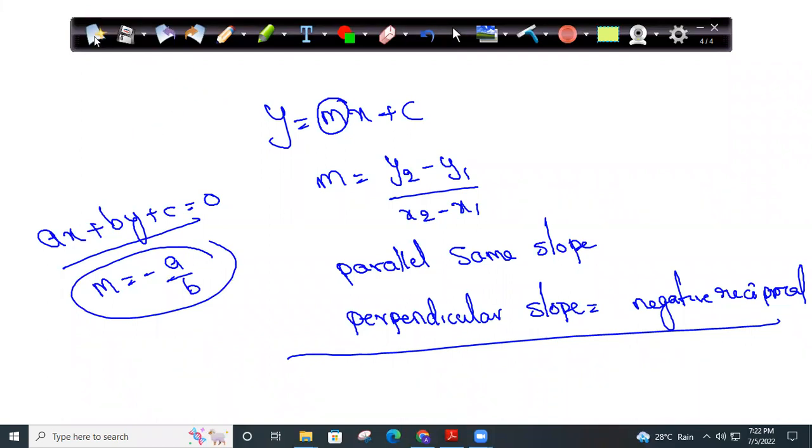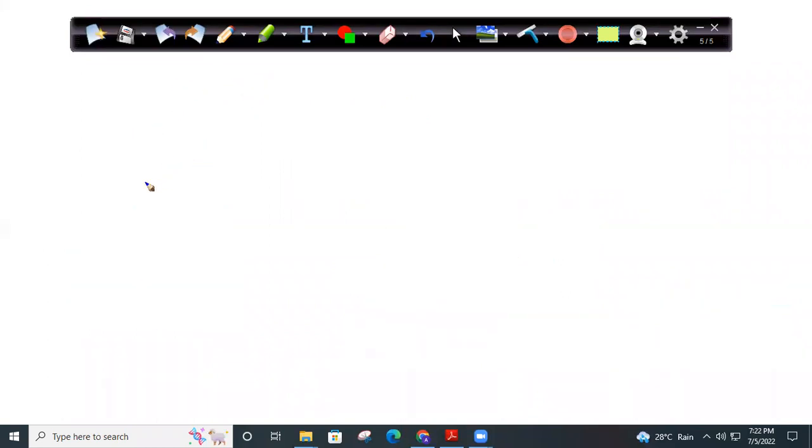Correct, right? Now, let me come back. Let me take the previous question or a new question. Assume that I was given 2 points. One point is 3, 5. The other point is 6, 10 or 6, 11. Assume. Now, I need to find the equation of this line.